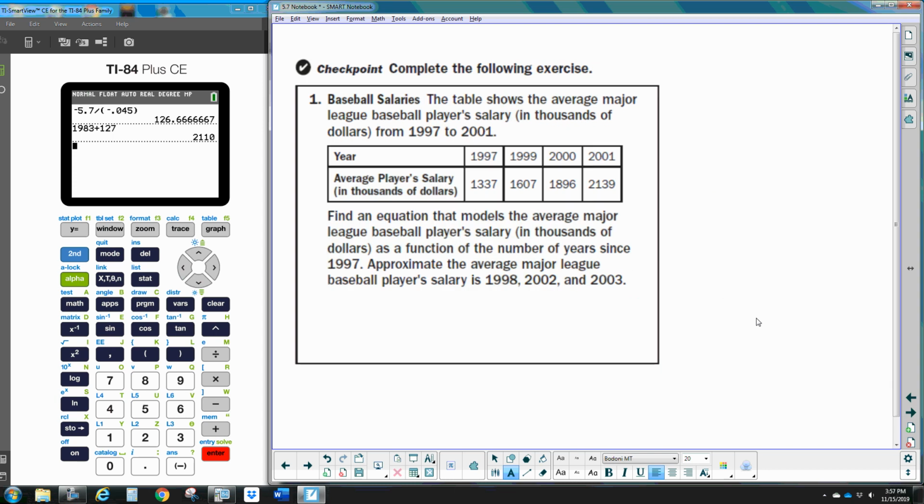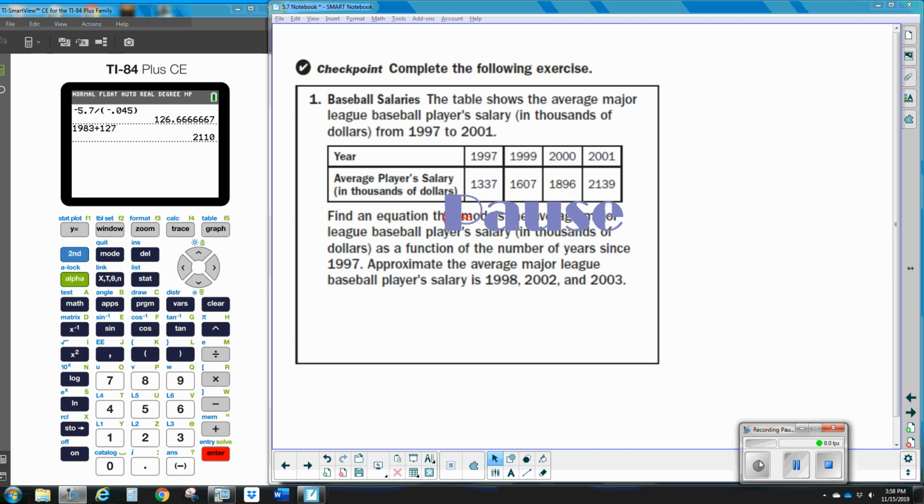Okay, there's one checkpoint question on your notes, so please do this on your own. You can pause the video while you work, and when you unpause, I will go through the solution.